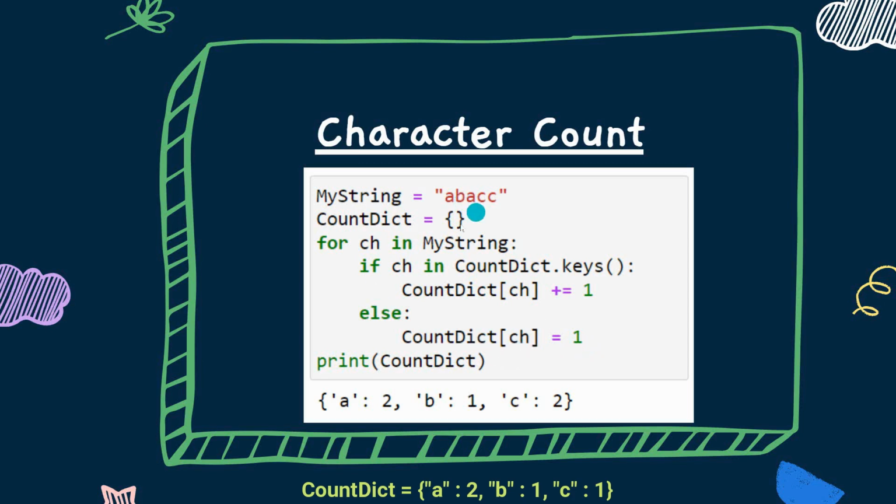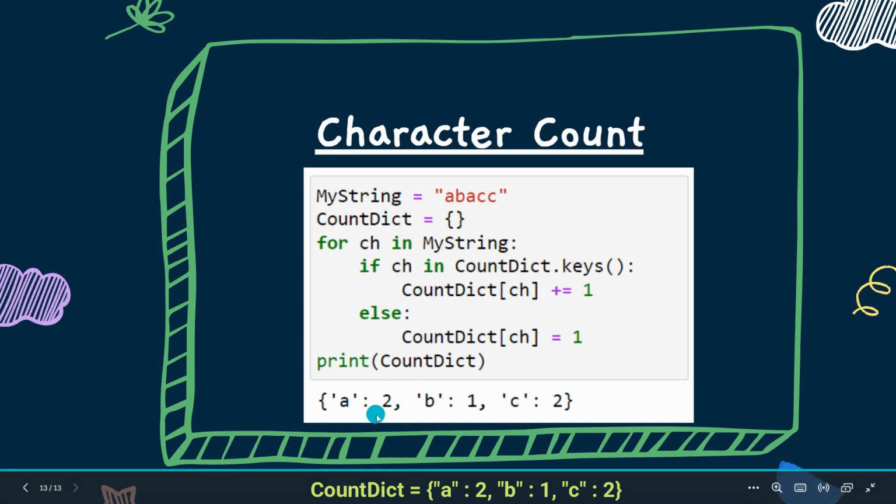In the last iteration, again ch will take c. Since c is already present in the keys of the dictionary, its value will be incremented. Because of that, finally you will get a dictionary with the first item where key is a and value is 2, second item key is b and the value is 1, third item key is c and the value is 2. In that way you can get the character count from this string.